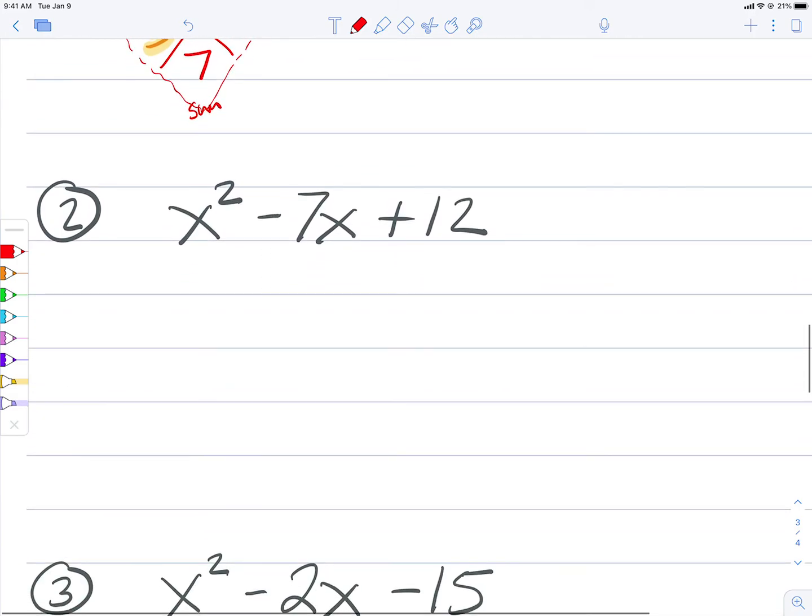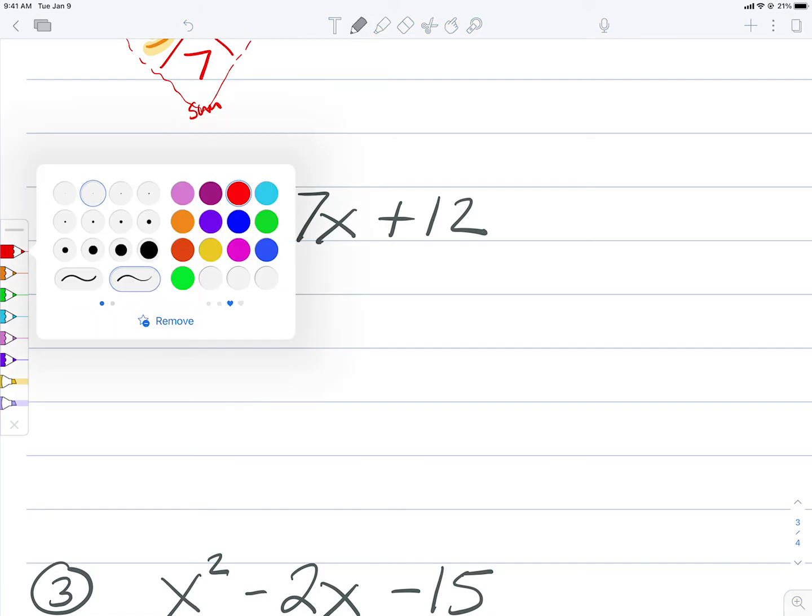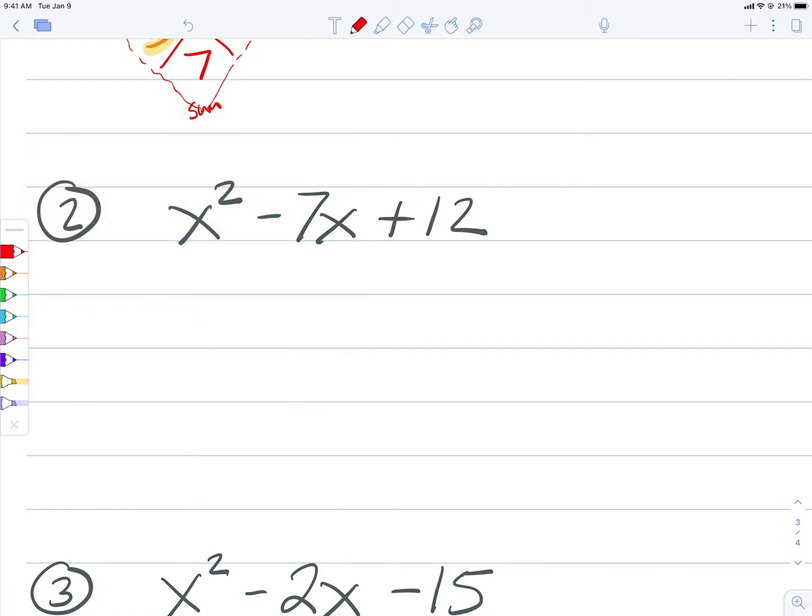Let's try another one. x squared minus 7x plus 12. We have three terms. The coefficient of x squared is a 1. I need to figure out two numbers that multiply to 12 while adding to negative 7. Now we need to be careful with our negatives. If it multiplies to a positive, then they're either both positive or both negative. But since it adds to a negative 7, that must mean that they're both negative numbers. So what multiplies to 12? 6 and 2. Negative 6 plus negative 2 is not negative 7, so that doesn't work. 4 and 3. Negative 4 and negative 3 add to negative 7 while also multiplying to 12.